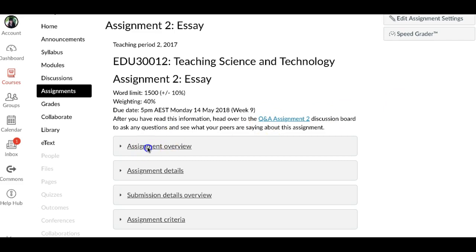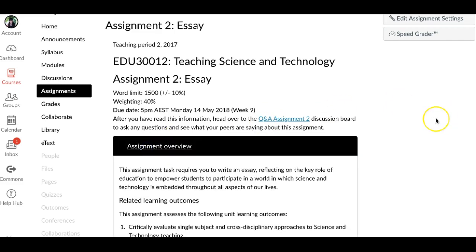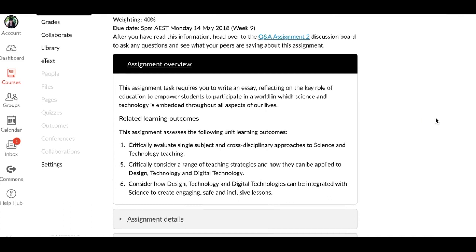I'll jump into the assignment overview here. So this assignment task asks you to write an essay reflecting on the key role of education and how it empowers students to participate in a world in which science and technology is embedded throughout all aspects of our lives.